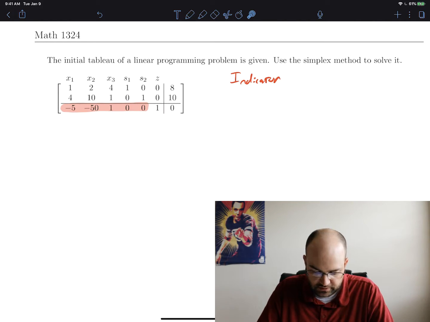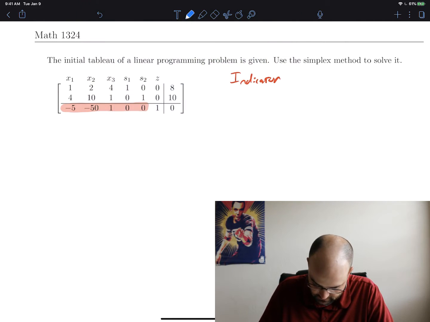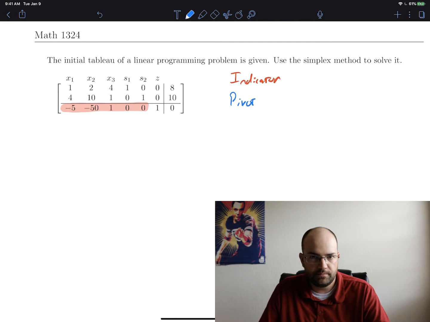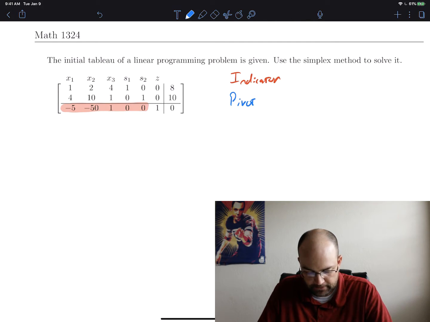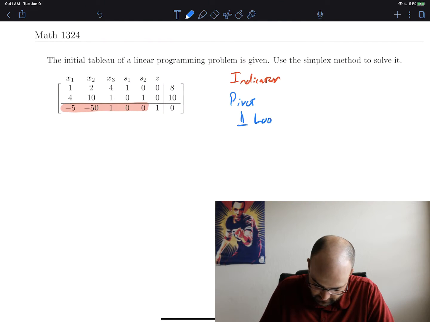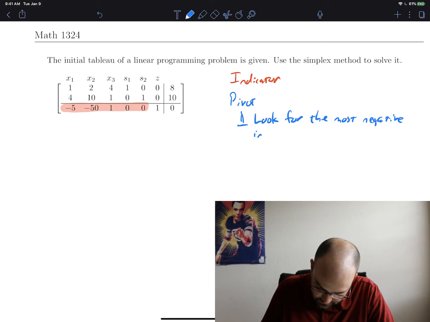So what we're going to do is we need to find what's called a pivot. A pivot is going to be a number that we're going to make to be a 1 and everything above and below a 0. Okay? So to find the pivot, the first thing you're going to do is look for the most negative indicator.